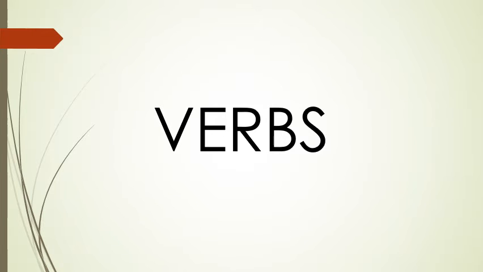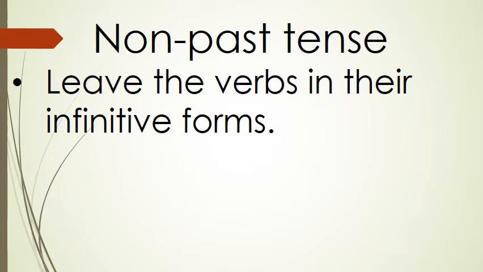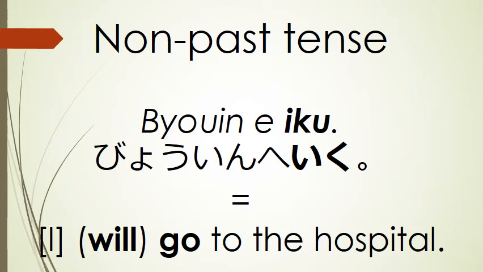Next, we're going to take a look at how we convert verbs to short form. First, we're going to look at positive non-past tense, and this is probably the easiest one to use short form for. All we have to do is leave verbs in their dictionary form or their infinitive form. So if I said byoin e iku, that would mean I go or I will go to the hospital.